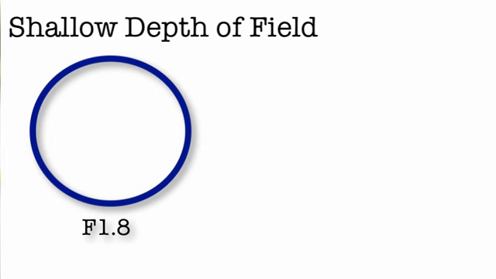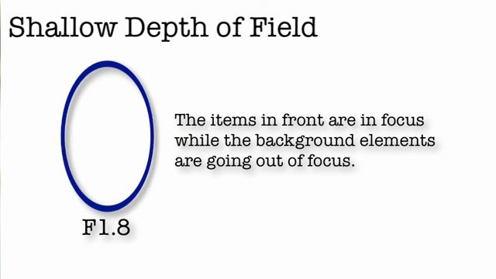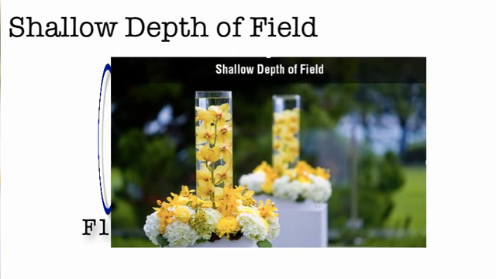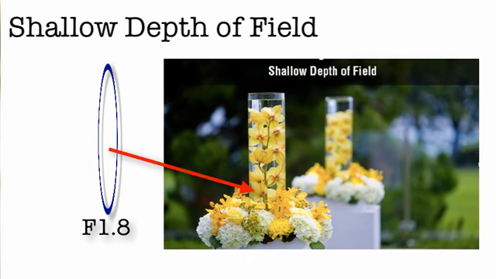Shallow or small depth of field. When the aperture is large, for example, f1.8, the area in front and behind the focus point is very slim or shallow. That means that objects in front are in focus while the background elements are going out of focus. As you can see in this photo, the flower arrangement in the foreground is in focus, but the flower arrangement in the rear quickly falls out of focus and the background is way out of focus.